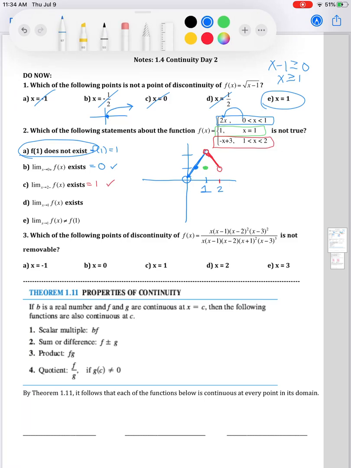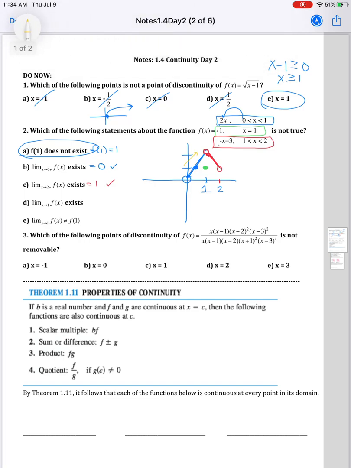For D, it says x approaches 1, just 1 in general. So that means there's no direction, which means you're coming from the left and you're coming from the right. So if you're coming from the left and you're coming from the right, here's 1, you're coming this way, and you're coming this way. Well, that value is equal to 2, so that does exist, so we're good there.